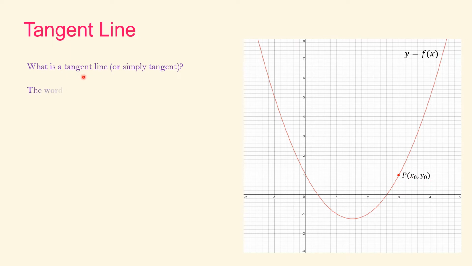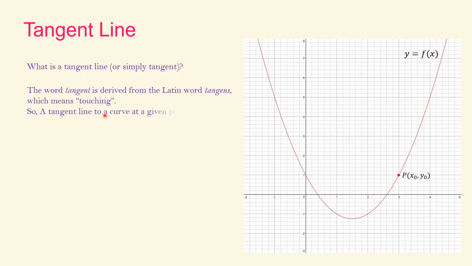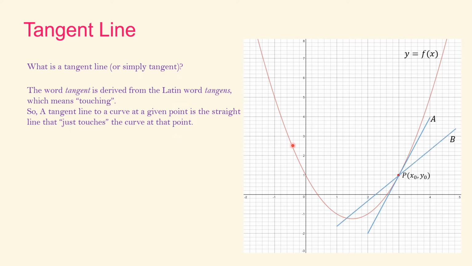The word tangent is derived from the Latin word tangens, which means touching. So, a tangent line to a curve at a given point is the straight line that just touches the curve at that point. For example, in this figure, consider the three lines A, B, and C that pass through point P. Only one of these lines is tangent to our curve at the point P, and the other lines are not tangent to our curve.